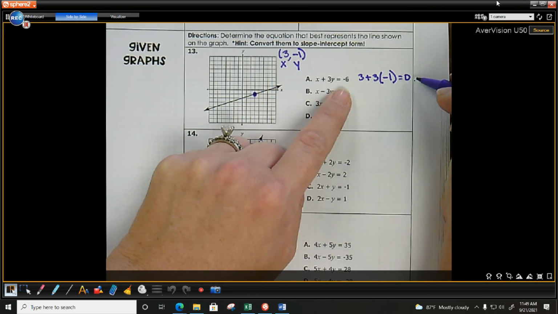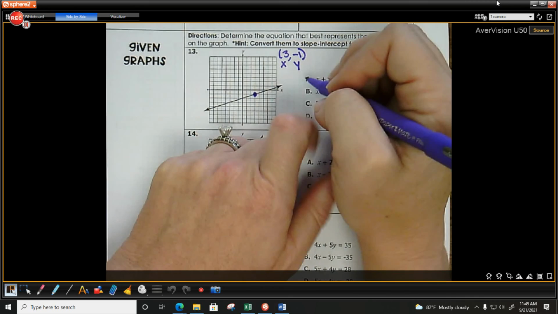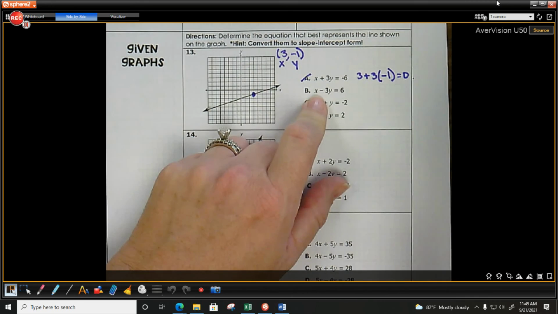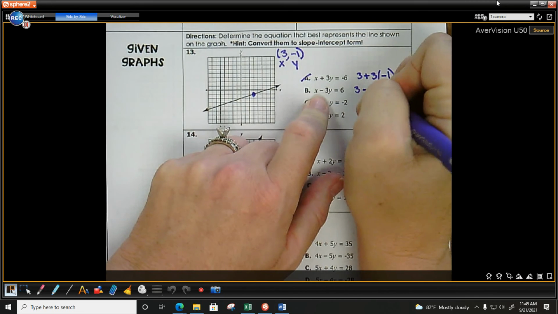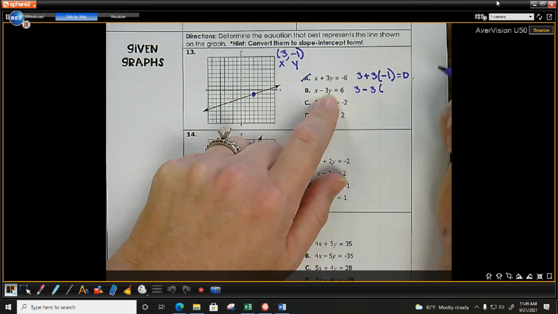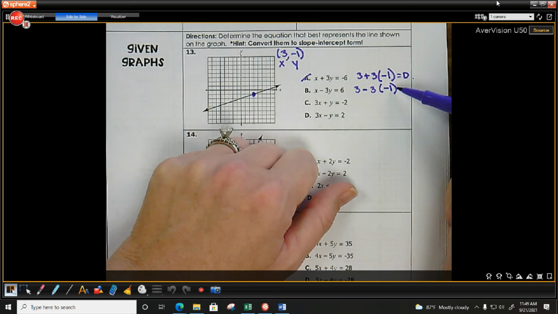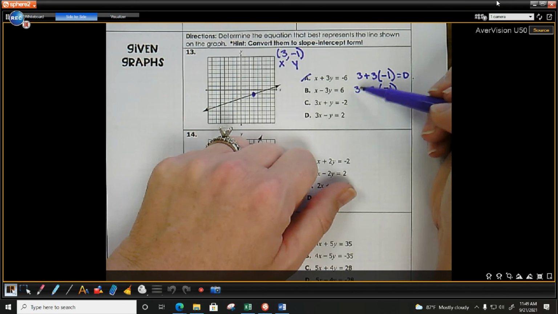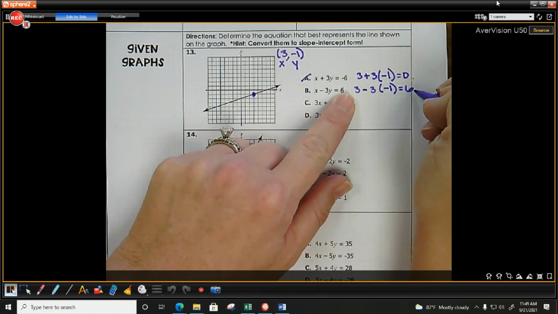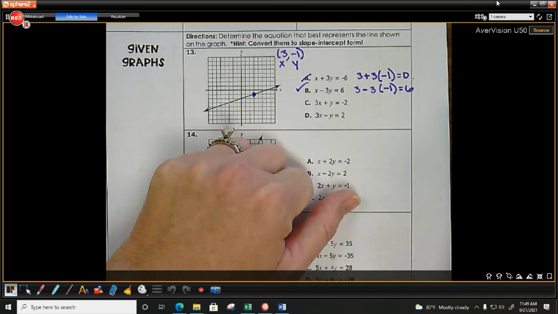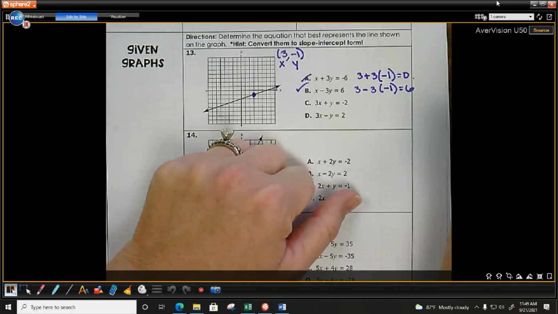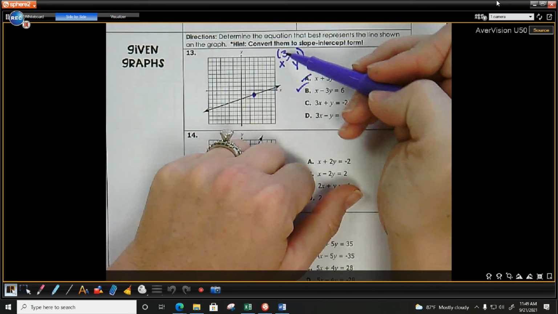Okay, so let's replace x with 3. Minus 3 times y. What's y? Negative 1. So what's negative 3 times negative 1? Positive 3 plus 3? 6 equals 6. Do they both equal 6? Yes, so I'm going to put a check mark. That doesn't mean that's necessarily the correct answer. You can have multiple lines through the point 3, negative 1. There's an infinite number of lines through this point. So it just doesn't mean that B's wrong.